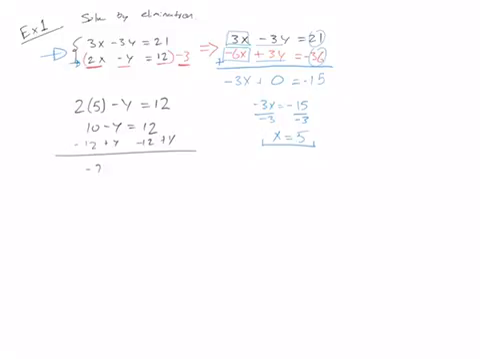So it's going to give me a negative 2. This gives me 0. That gives me 0, and over here is just going to give me y. So this is my other half of my answer. So then my answer is going to be 5, comma, negative 2.